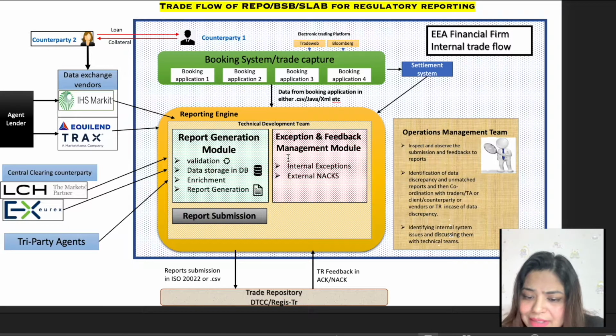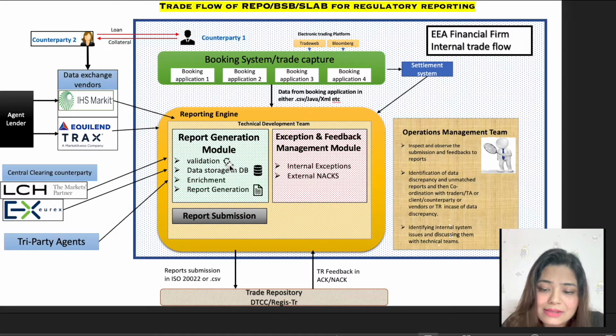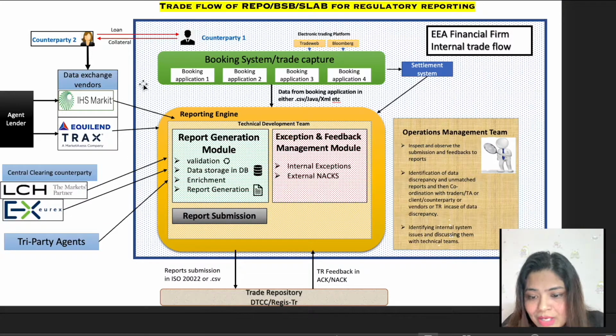Most reporting engines generally have 3 modules, that is report generation, report submission, and exception or feedback management. Whenever data lands in the reporting engine, at first it does a basic validation of the incoming data, like whether the received data is in proper format or not, or whether the file formats are correct or not. Once the validation is completed, the reporting engine stores this data in database tables. So now pay attention here. The reporting engine not only receives data from the booking application, but it also receives data from other parties outside the firm. So here you can see in SFTR, the reporting engine receives data from entities like IHS Markit and TRAX and central clearing houses and tri-parties or DBVs.